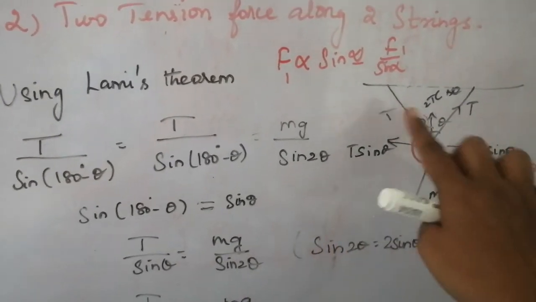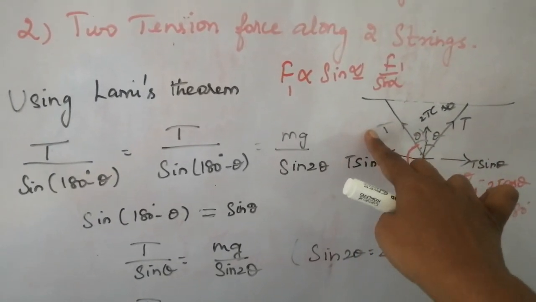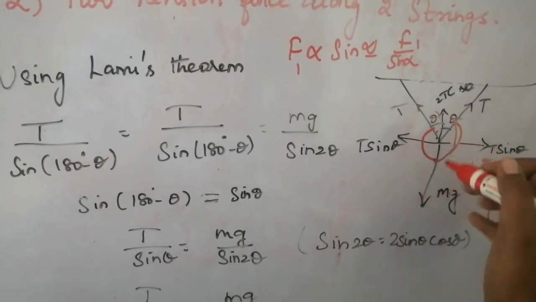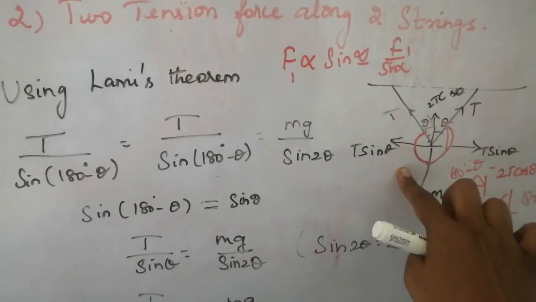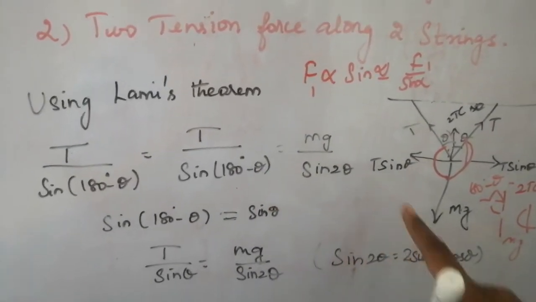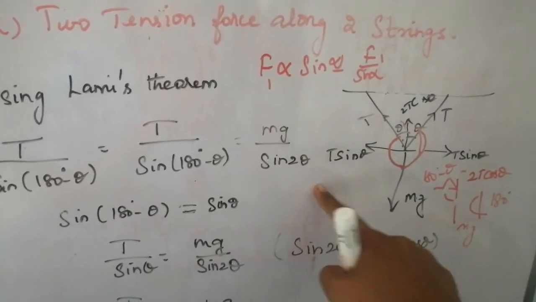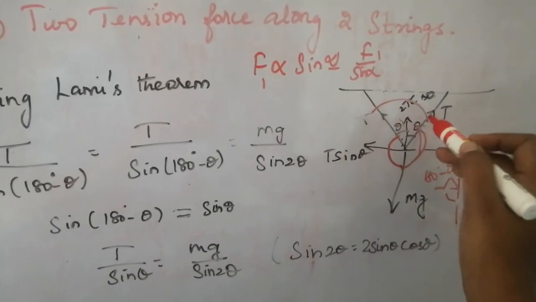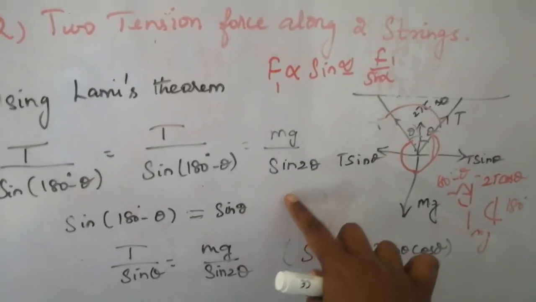Similarly, that is one tension force. For the other force, the magnitude is T divided by the opposite angle, that is, the angle between the other two forces. It is also similar to this one. See, it is just the inverse of what we had here. So it is also sine 180 minus theta. Next, the next force is mg. So mg divided by the sine of the angle between the other two forces. The angle between these two is this full angle, which is theta plus theta, so sine 2 theta.